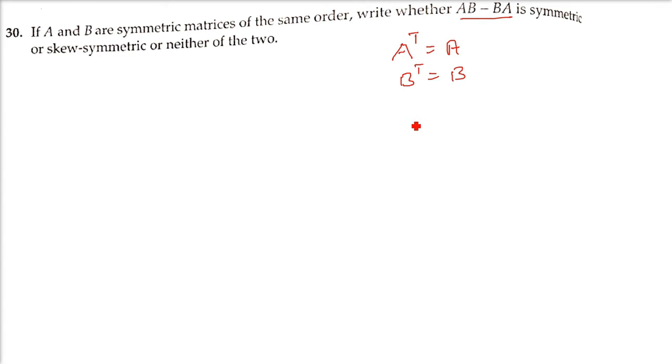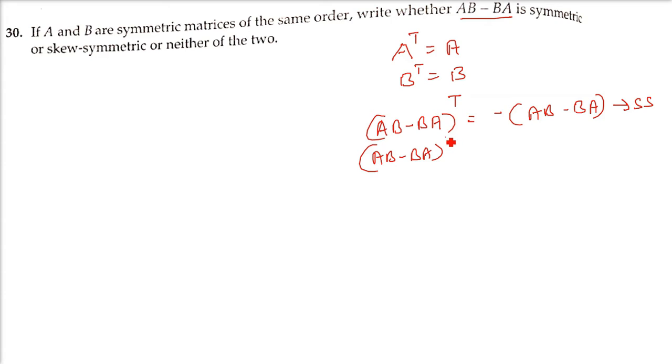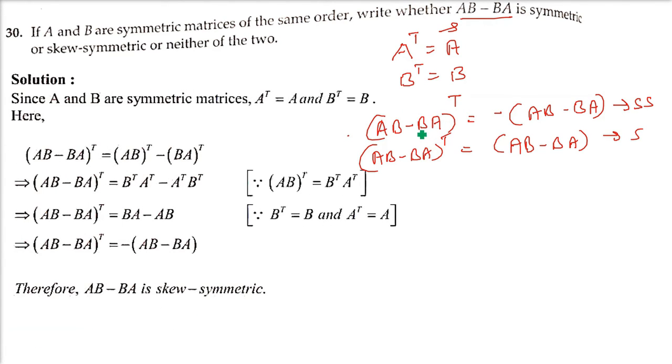Write whether AB minus BA is symmetric or skew symmetric. When we take the transpose of AB minus BA, if the transpose comes to be negative of AB minus BA, then we'll say that this is skew symmetric. But when we take the transpose of AB minus BA, and the transpose comes as AB minus BA itself, then we call it a symmetric matrix. When I prove it, one of these will come, so keep an eye on it. So we'll take the transpose of this.